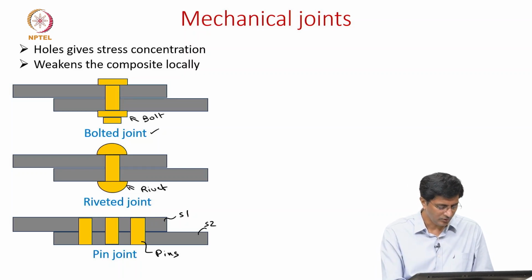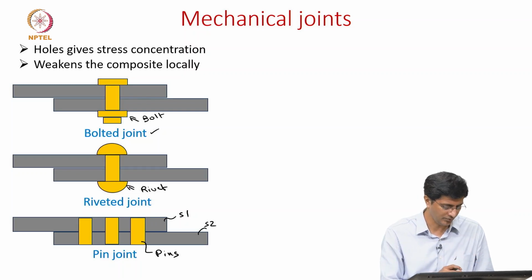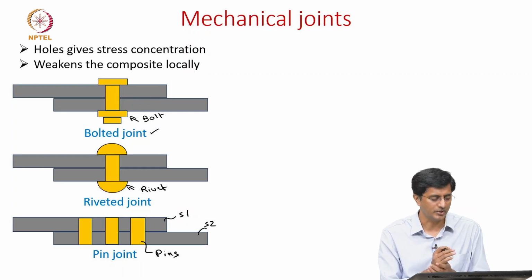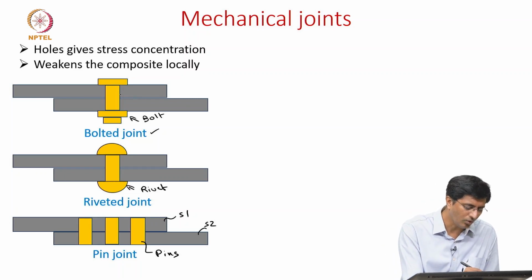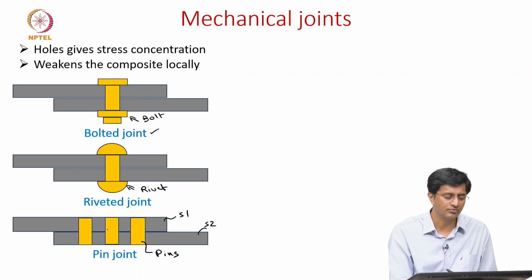So here we will be using not just one, but several of these bolts, rivets, or pins which will be used to join these two parts of the components. What is common with all these mechanical joints is that one needs to drill a hole so that the bolt, the rivet, or the pin can fit in.